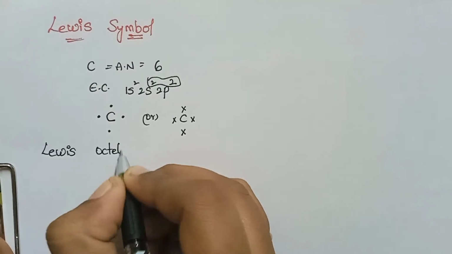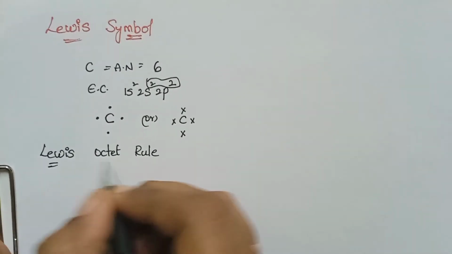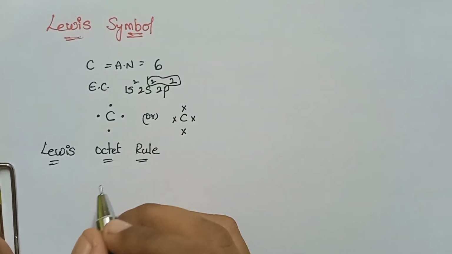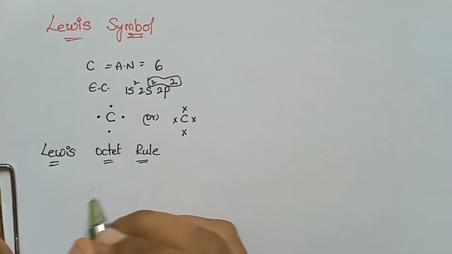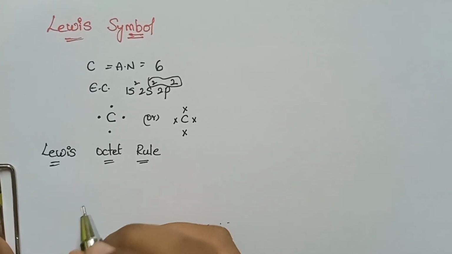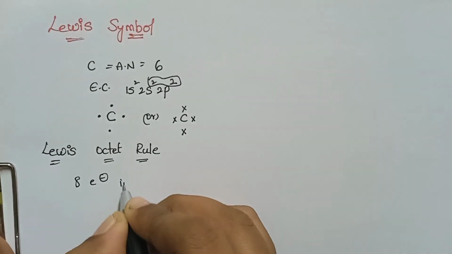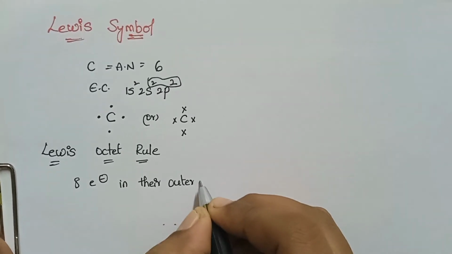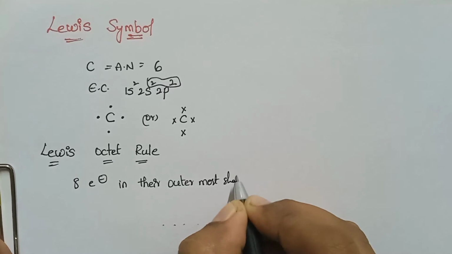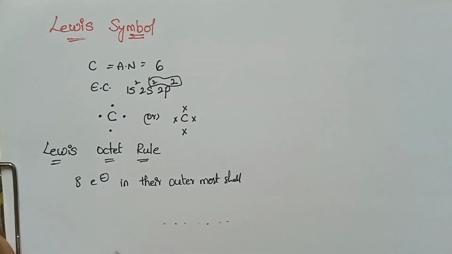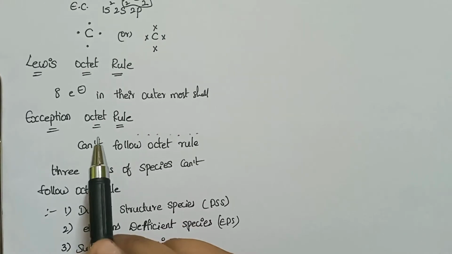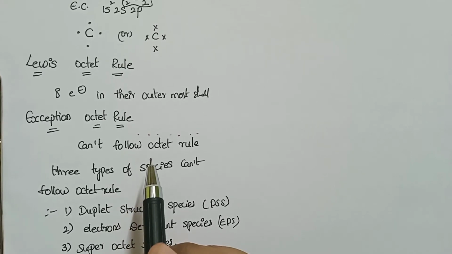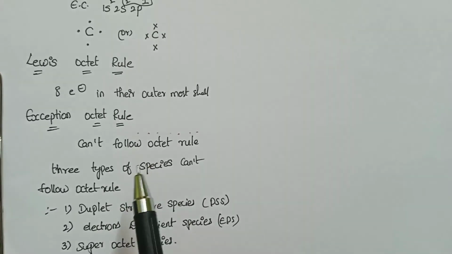Lewis octet rule. So it is important. The tendency of an atom to achieve 8 electrons in their outermost shell is known as octet rule. Now, exception to the octet rule. So what is an exception to the octet rule? Species which cannot follow the octet rule but are quite stable are known as exceptions to the octet rule.